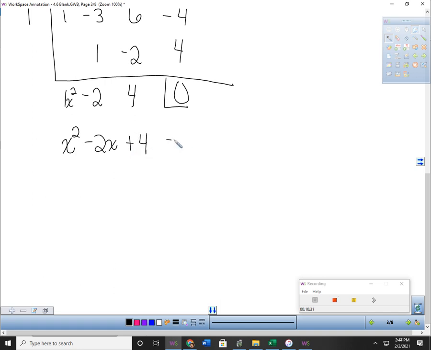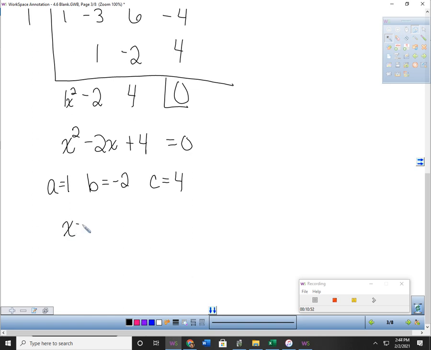And I could look to see if I can factor that, but I should already know that I can't because I only have 3 real zeros and the other 2 have to be imaginary. So I'm going to have to use my quadratic formula because I don't just have x squared to solve for. So my a value is 1, b is negative 2, and c is 4.